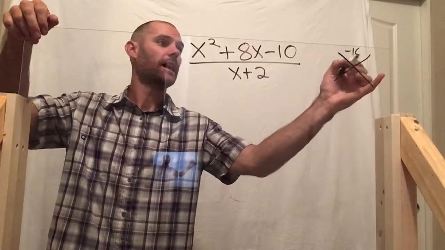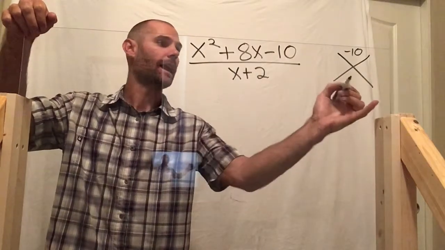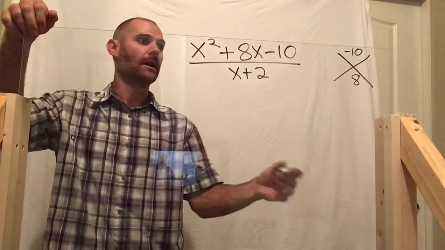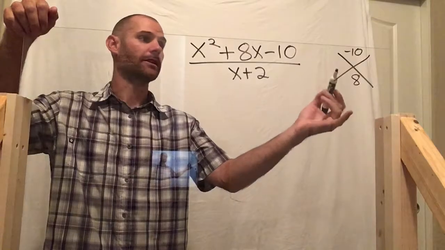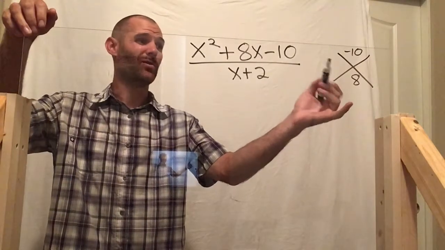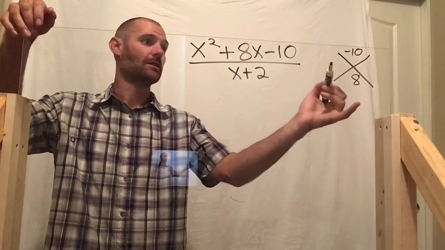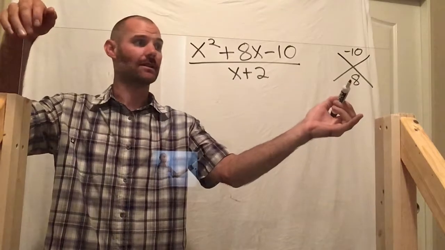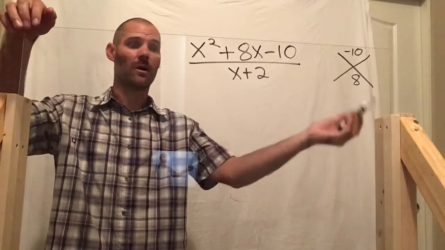So the negative 10 is going to go on top. The 8 is going to go on bottom. Okay, let's go ahead and run through some numbers here. So can I do, maybe 1 and negative 10? That wouldn't work. 2 and negative 5? No, that's not going to work. And that's about all the possibilities.